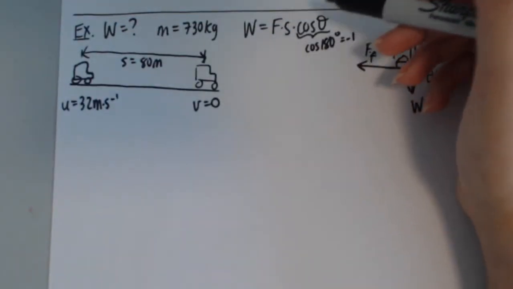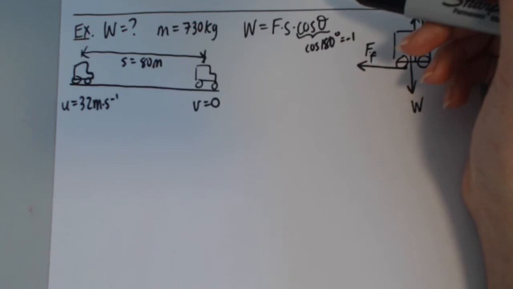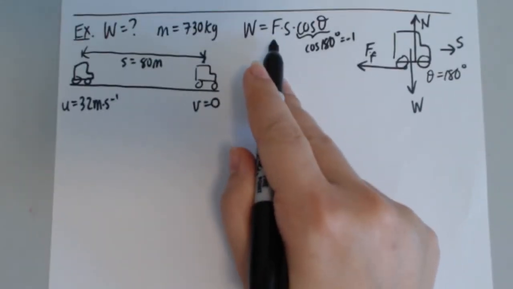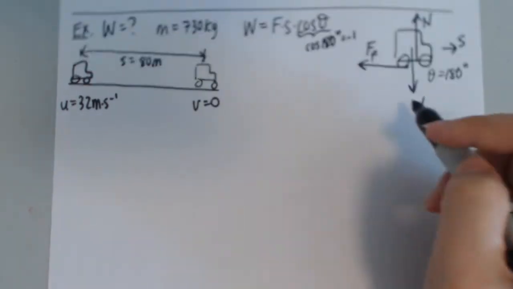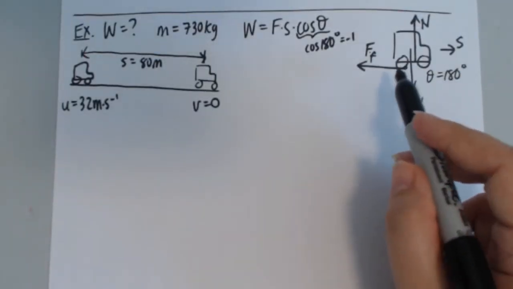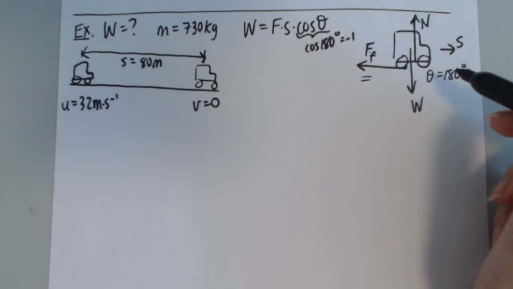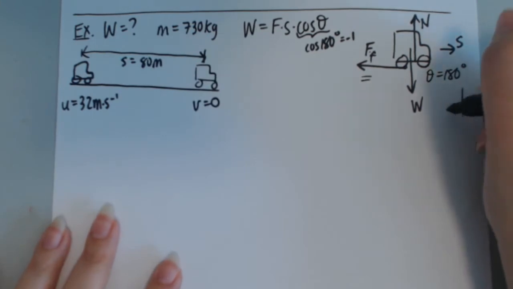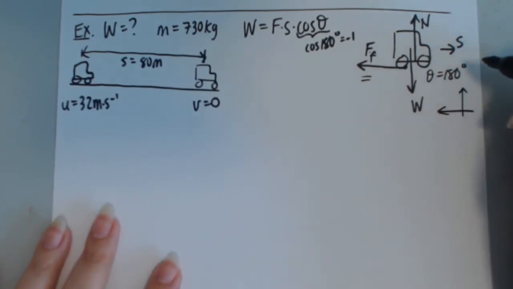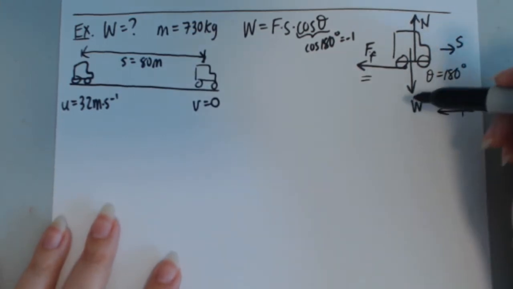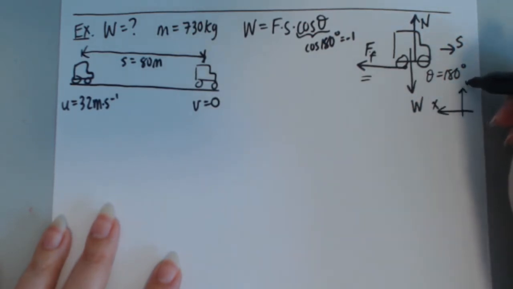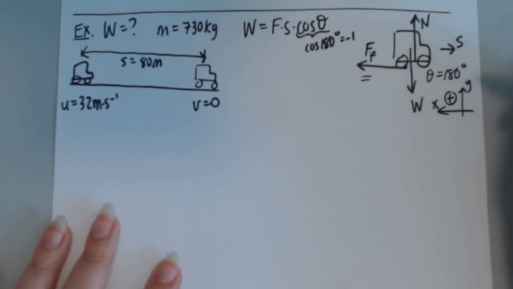All right, so force times displacement. Now, I know what the displacement is. It's 80 meters, so I have to figure out the force. Looking at the diagram, in the x direction I only have one force, and that's the force of friction. So in my x direction, that's my net force. I'm going to define my positive and negative x directions. Because I'm accelerating to the left, and that has to be the case if I'm slowing down, I'm going to let left be my positive x direction and up be my positive y direction.